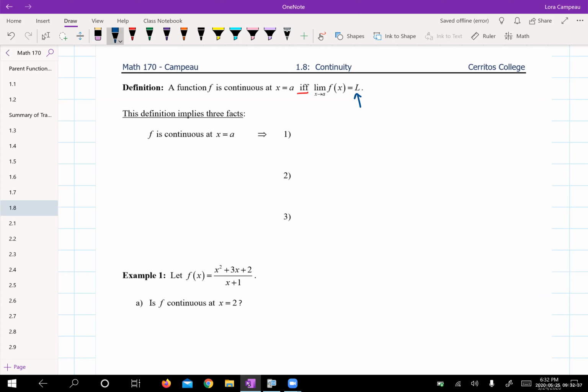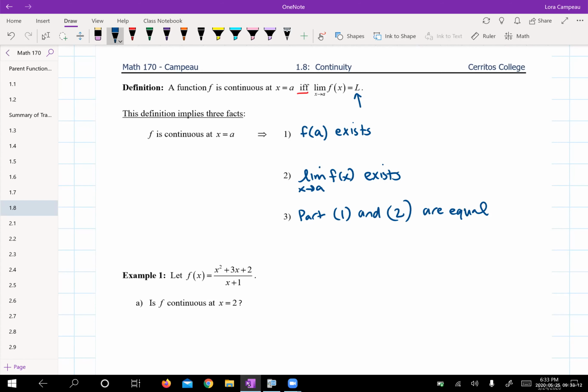If f is continuous at x equals a, the function evaluated at a exists. The limit as x approaches a of f of x exists. And parts 1 and 2 are equal.